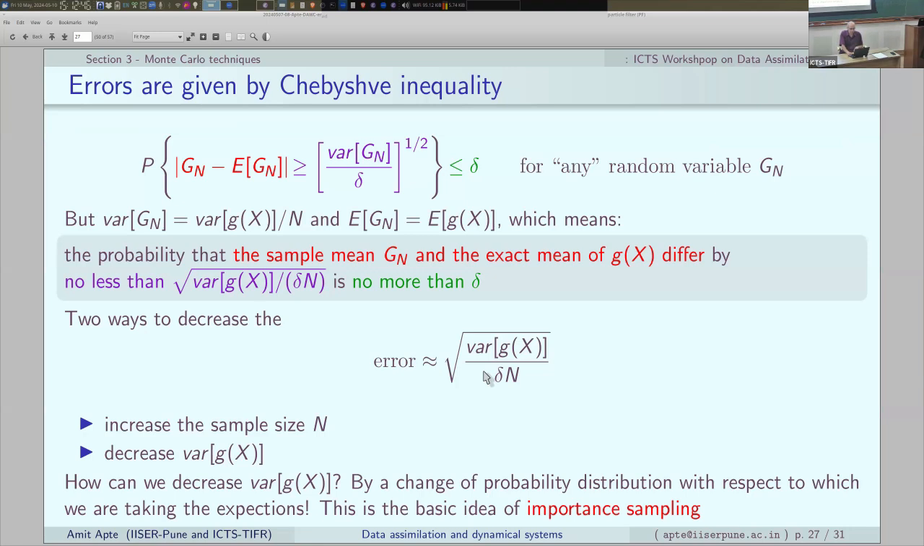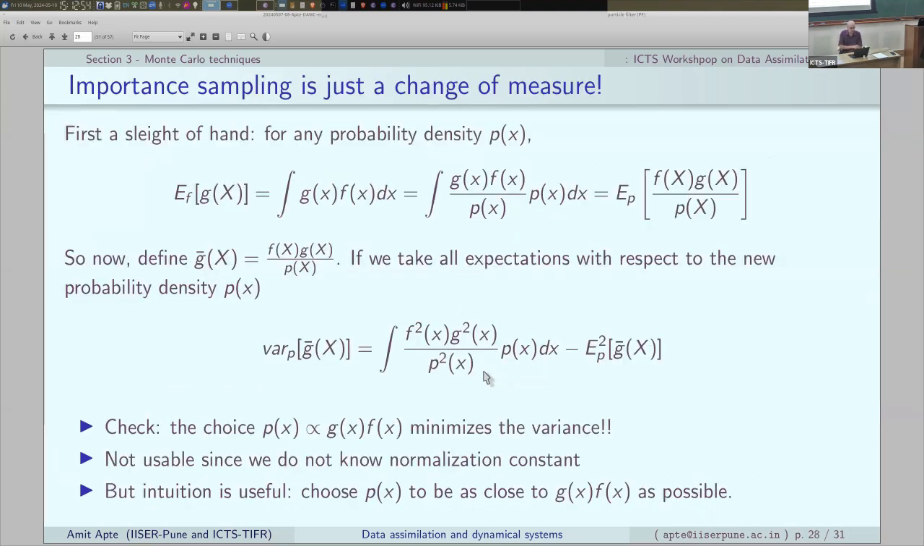The other idea is importance sampling. So let me introduce importance sampling, which is the crucial theoretical bit behind particle filters. I realize that change of measure is not a very useful terminology, but anyway, sleight of hand is probably better. So here's the sleight of hand, which is if you want to compute the expected value of a function g with respect to the density f.